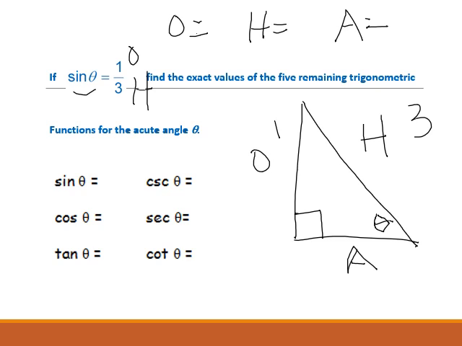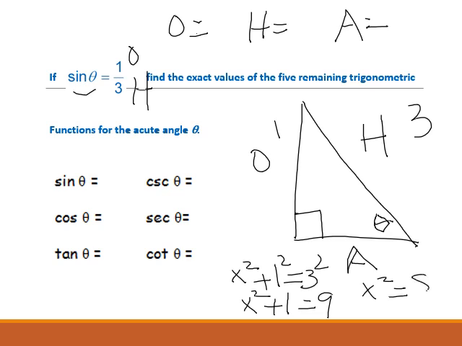So what I'm going to do is use the Pythagorean theorem. I'm going to do a squared plus b squared equals c squared. And then I'll have x squared equals 8, and x equals the square root of 8. So that's my A. H is 3, O is 1. Now we can fill those in. Okay, pretty simple.